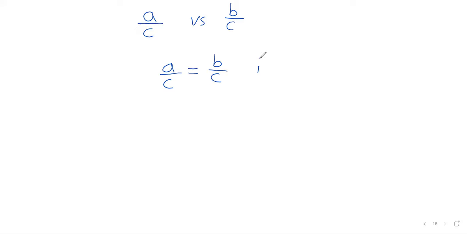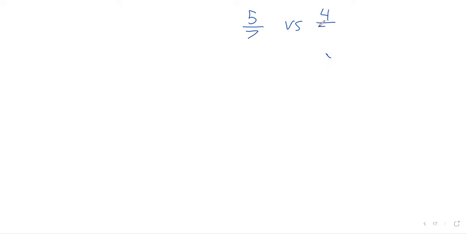These fractions are equal iff, terminology that people have run into before. It is exactly that: if and only if. So A over C equals B over C if and only if A equals B. So, you know, 5/7 versus 4/7. These are not the same. And this example sounds a little silly because, of course, they're not the same.